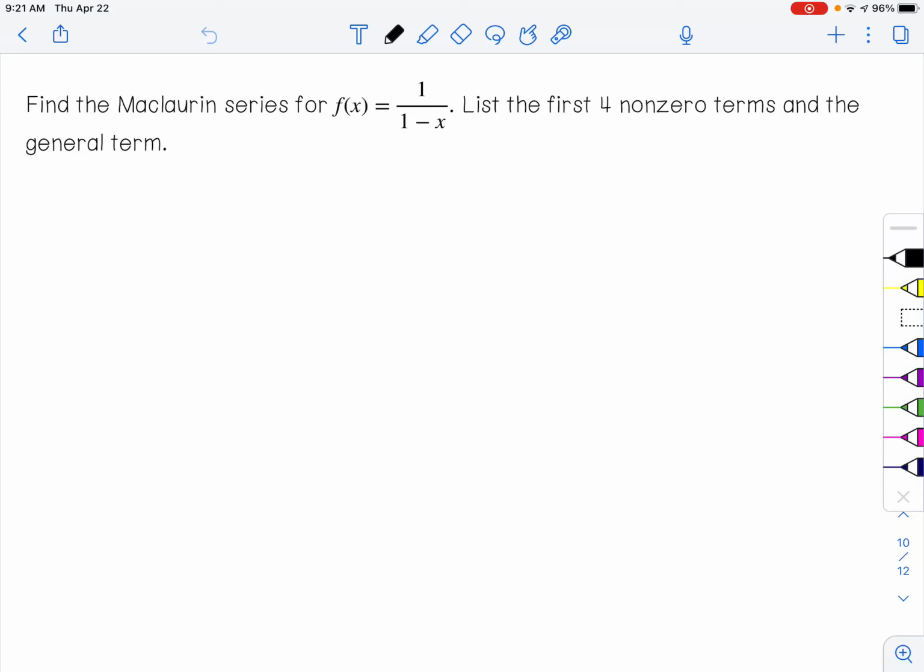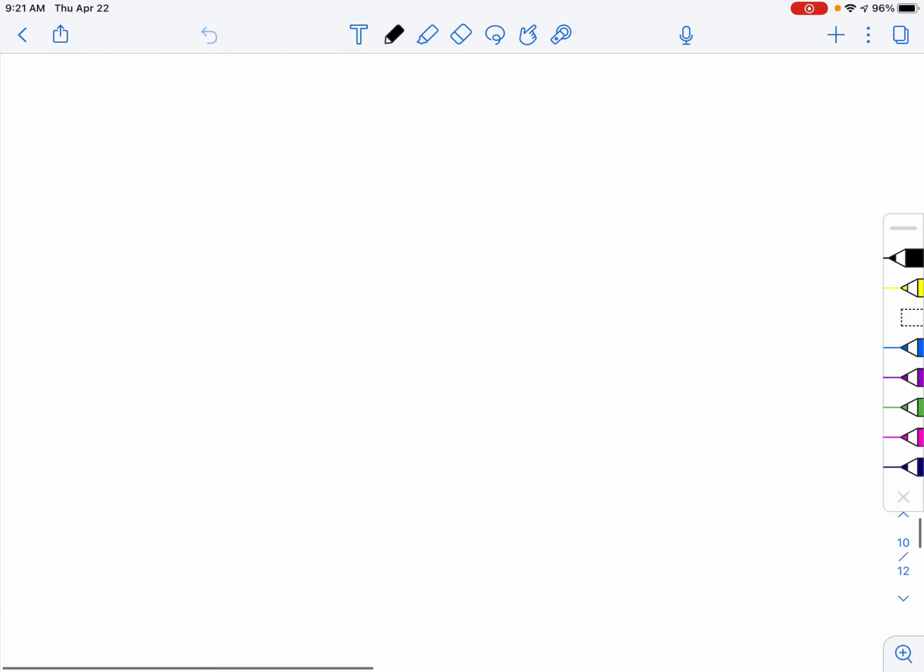So we're going to go over a specific type of power series. It's just another one to be able to recognize, and it's based off this function 1 over 1 minus x. So we're going to set up the Maclaurin series for this one. We're going to find the first 4 non-zero terms and the general term, right? So we know the drill by now.